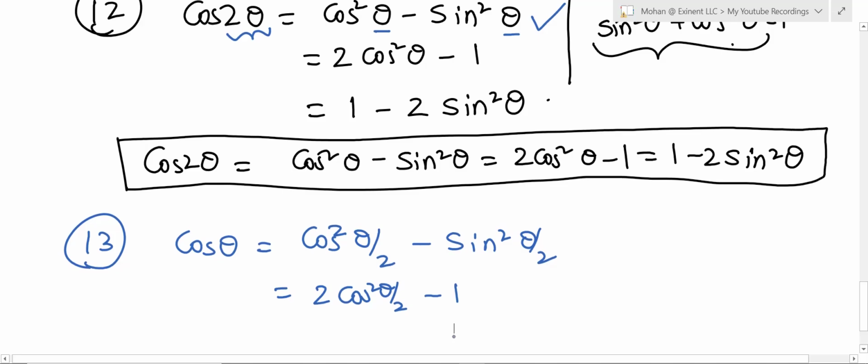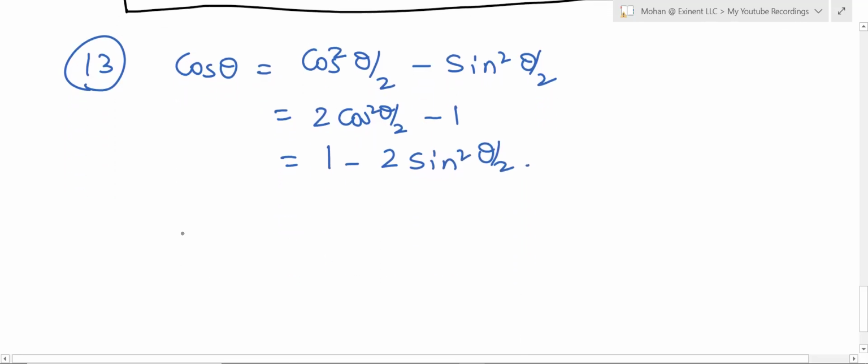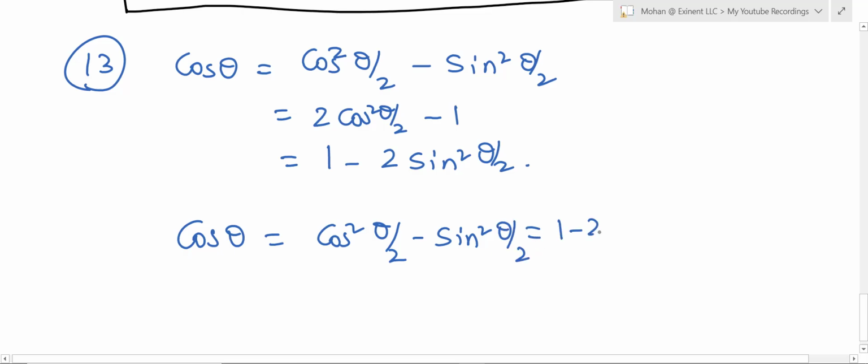Next, what if I want sin theta by 2? That will become 1 minus 2 sin square theta by 2. So what is the understanding of this? If I wanted to write cos theta in terms of only half angle formulas, that would give you cos square theta by 2 minus sin square theta by 2, or 1 minus 2 sin square theta by 2, or 2 cos square theta by 2 minus 1.